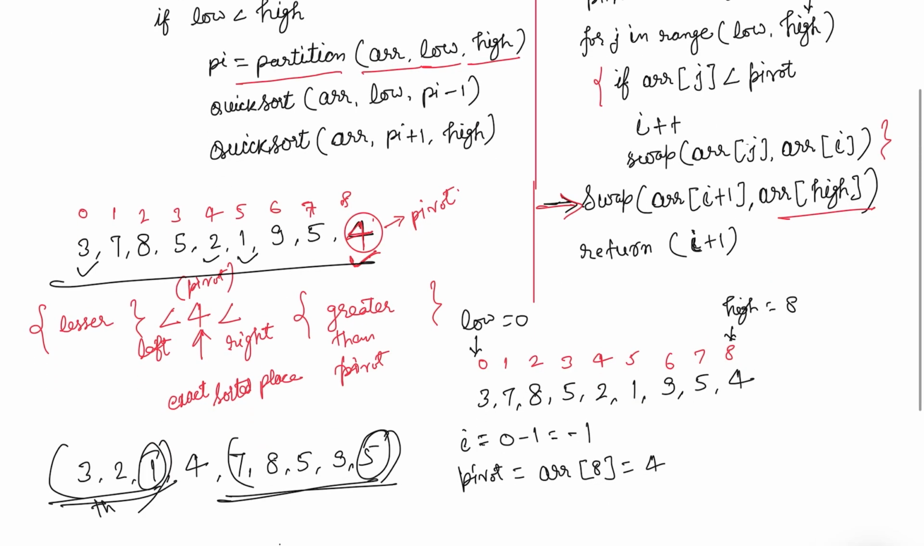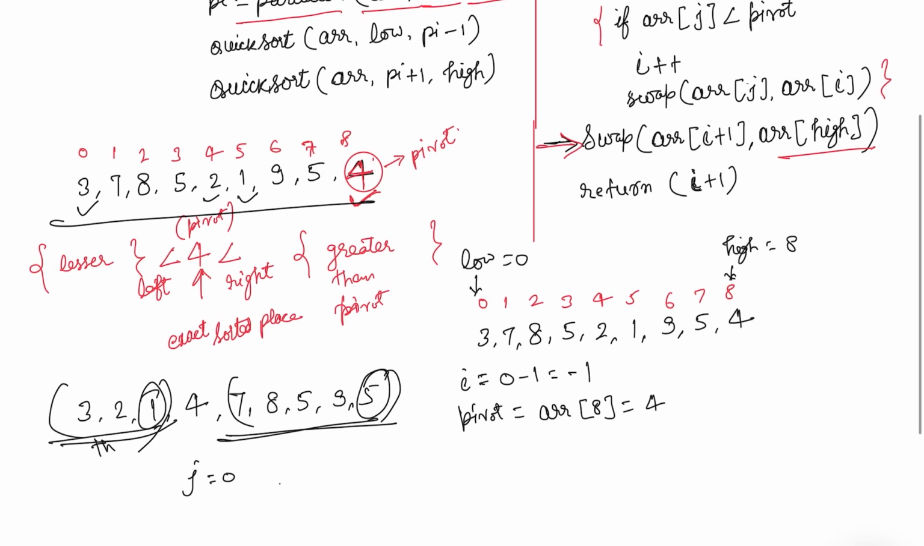Now see, we will start from j. j is pointing to the lowest index, so j will at first point to 0. j will start from 0 and it will compare with pivot. Pivot is 4, so 3 is less than 4, yes. Here i is also minus 1 and j is equal to 0. So array[0] is 3 and 3 is less than 4.